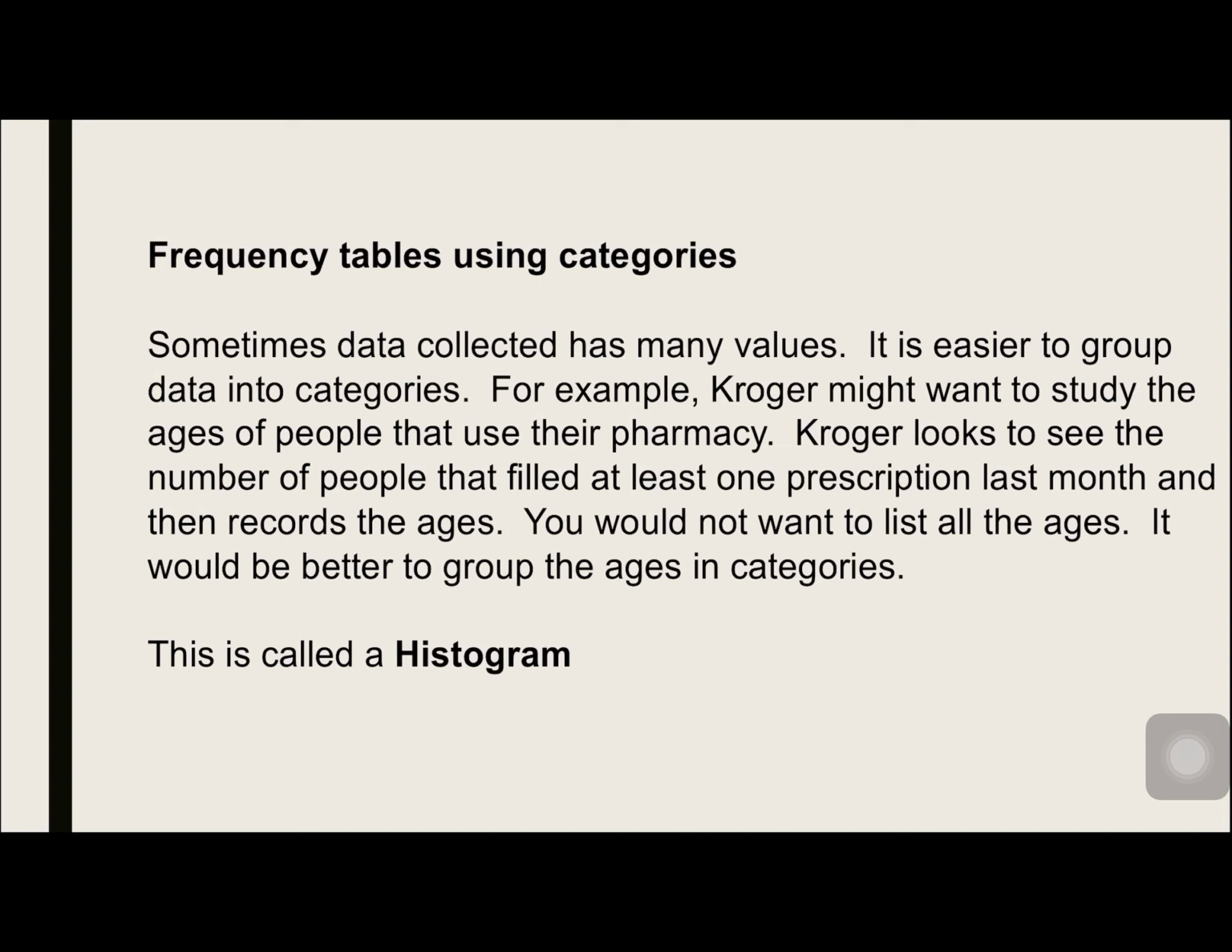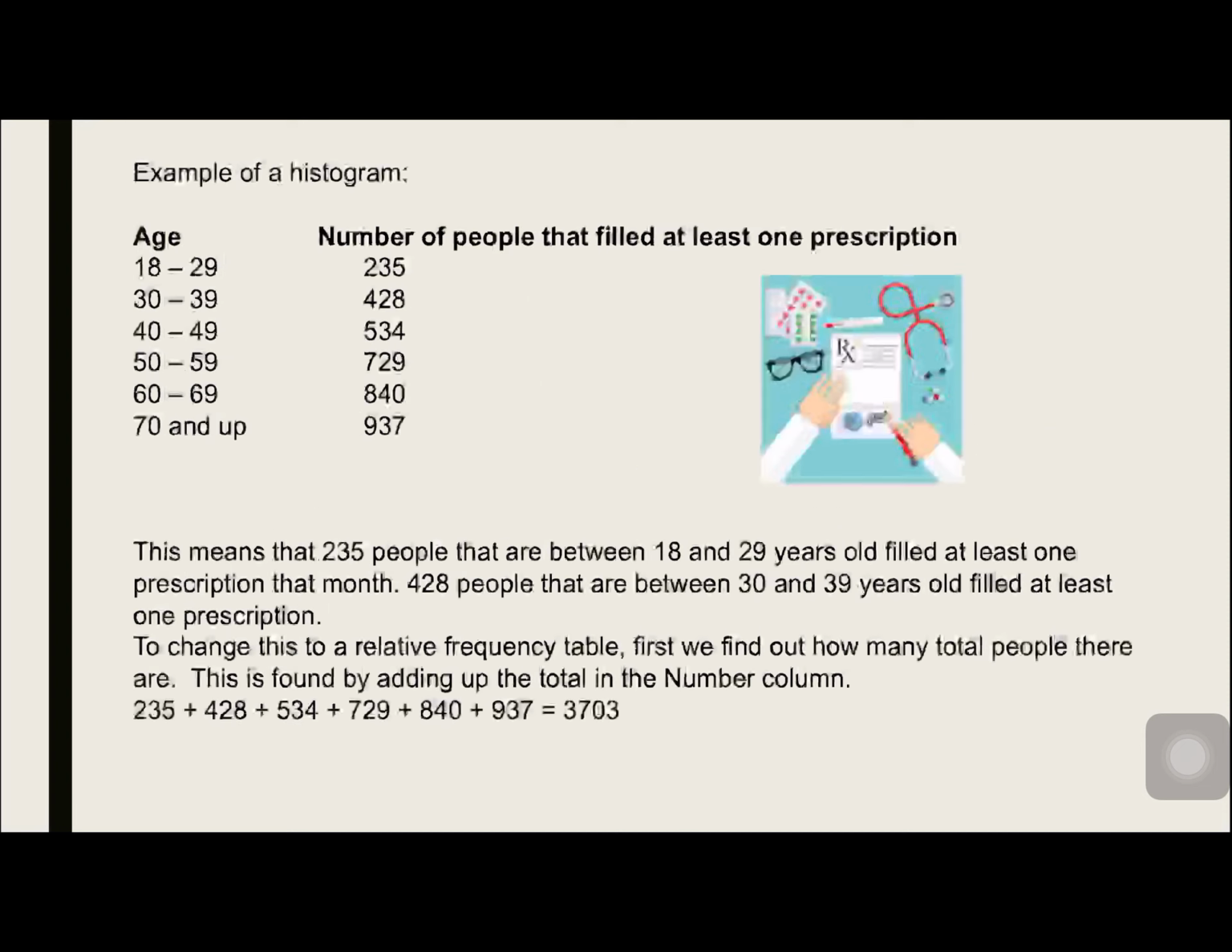This is called a histogram. An example of a histogram. Age 18 to 29. Number of people 235. This means that there were 235 people between the ages of 18 and 29 that filled at least 1 prescription. Okay, so what about the age group of 30 to 39? 428 means there were 428 people in the age group 30 to 39.